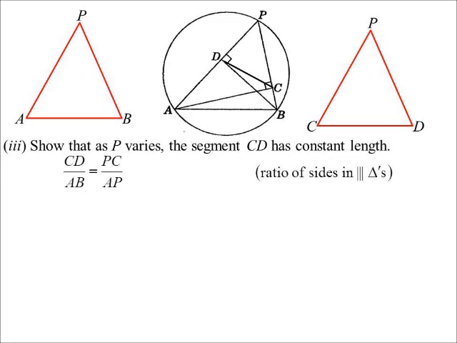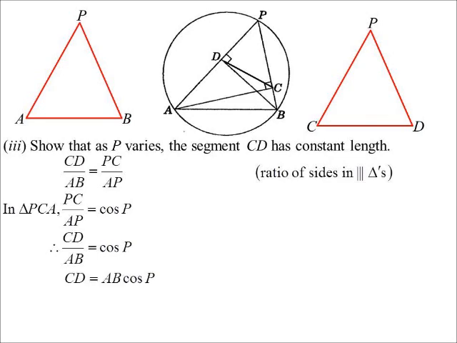Now, if I look at triangle PCA, it's a right-angled triangle. So PC over AP would be the cosine of angle P. So CD over AB must also equal the cosine of P, because we said those ratios were the same. So the length of CD will be AB times the cosine of P.